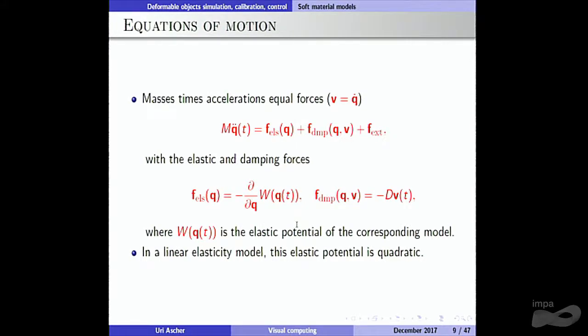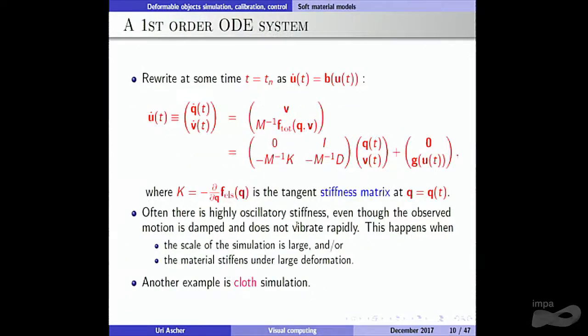And the damping looks like some matrix D that depends on Q and V, times the velocities V. V would be the velocities, Q would be positions of those nodes, for each point of the tetrahedral mesh, in the nodal element method.